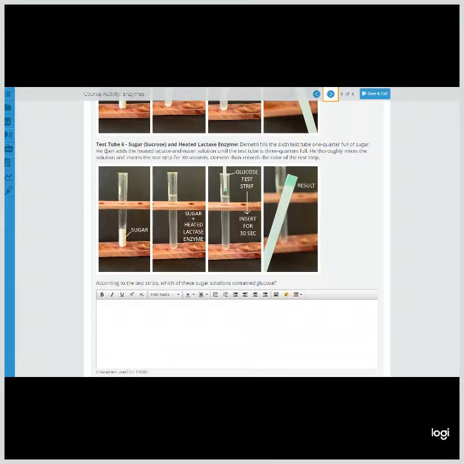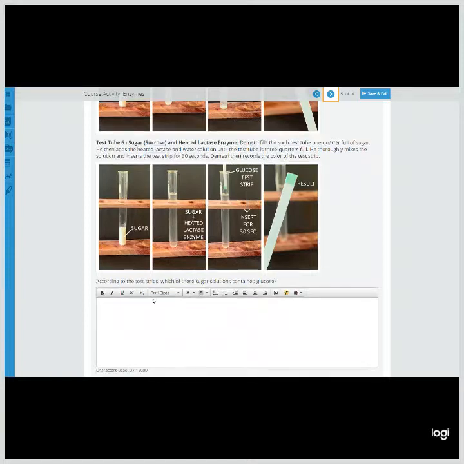Right here is the test tube 6, which is sugar with the heated lactase enzyme water. So the sugar is put in there. Then the heated lactase enzyme water was also put in there, mixed. The glucose test strip was put in there for 30 seconds. Compare these two colors. Was there a change? If there's not a change, then say it's negative. If you think there was a change, then say that it's positive. So go ahead and record the results.